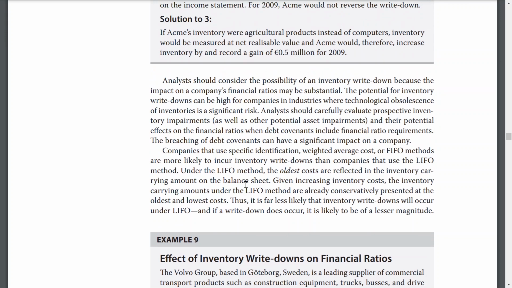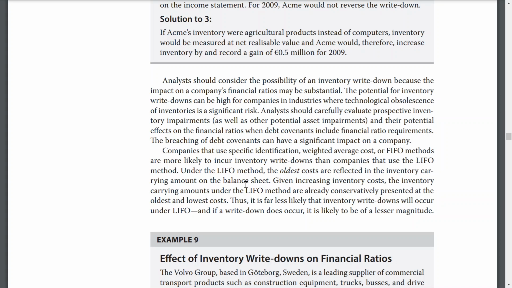Analysts should consider the probability of an inventory write-down because the impact on a company's financial ratios may be substantial. The potential for inventory write-downs can be high for companies in industries where technological obsolescence of inventories is a significant risk. Analysts should carefully evaluate prospective inventory impairments and their potential effects on the financial ratios, when debt covenants include financial ratio requirements. The breaching of debt covenants can have significant impacts on a company.